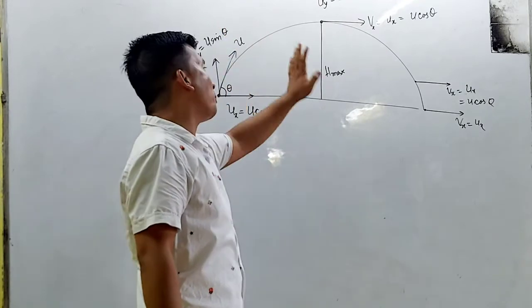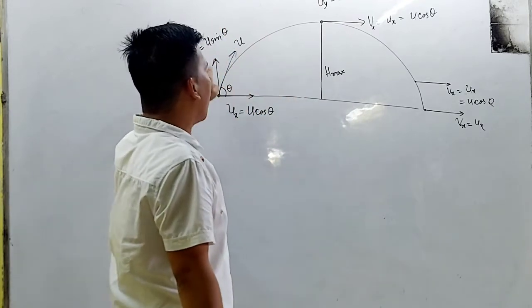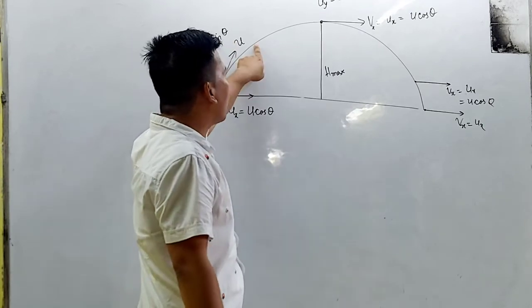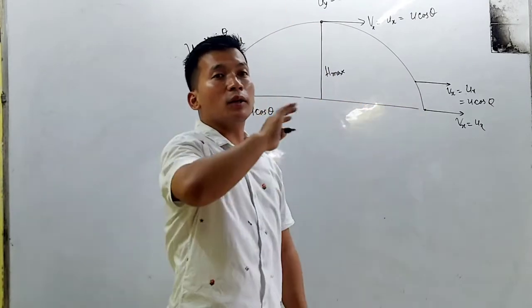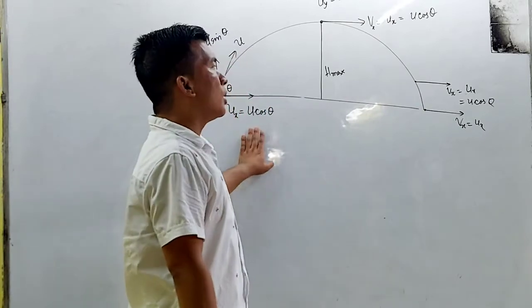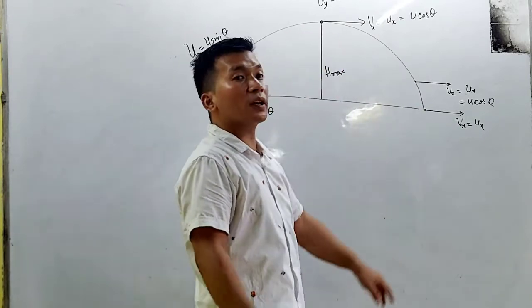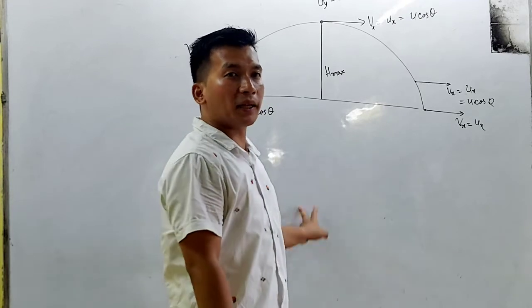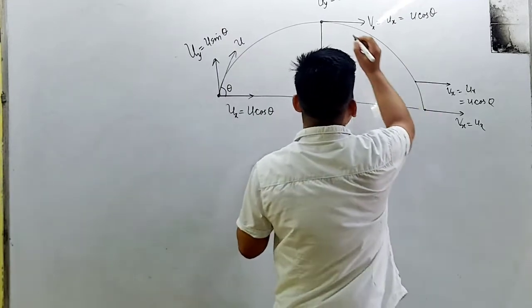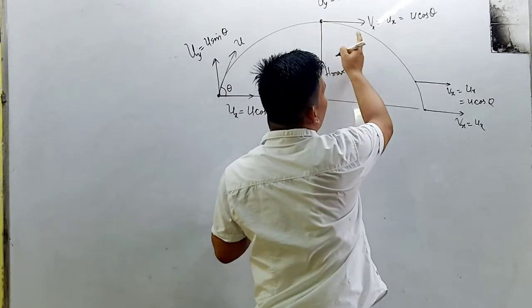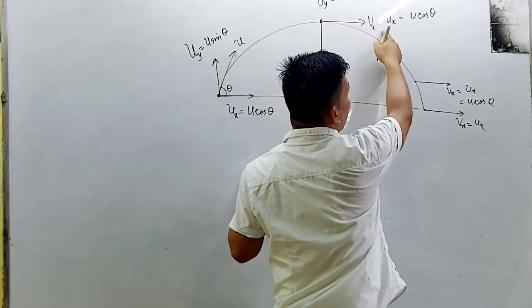At any point, at the point of projection, at this point, whatever point, the horizontal velocity component will remain constant. At the highest point we will have only the horizontal velocity component.